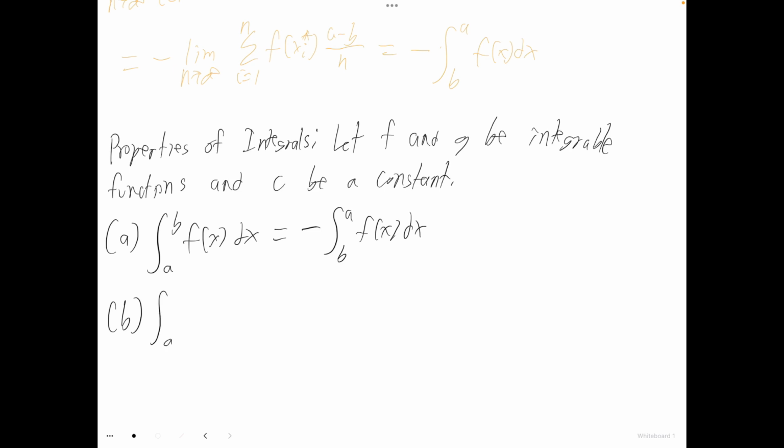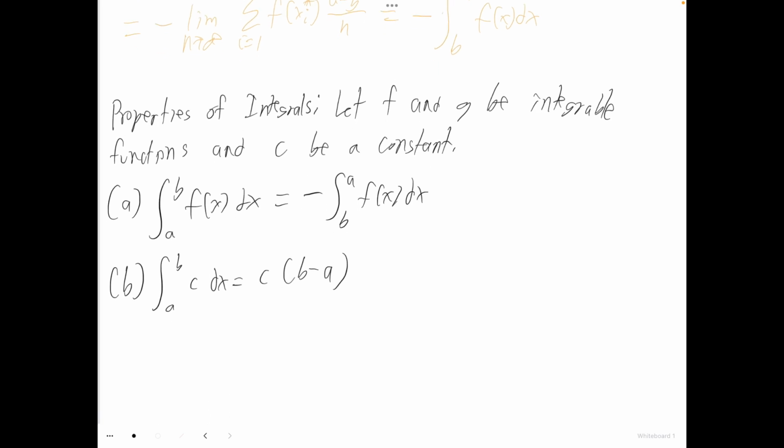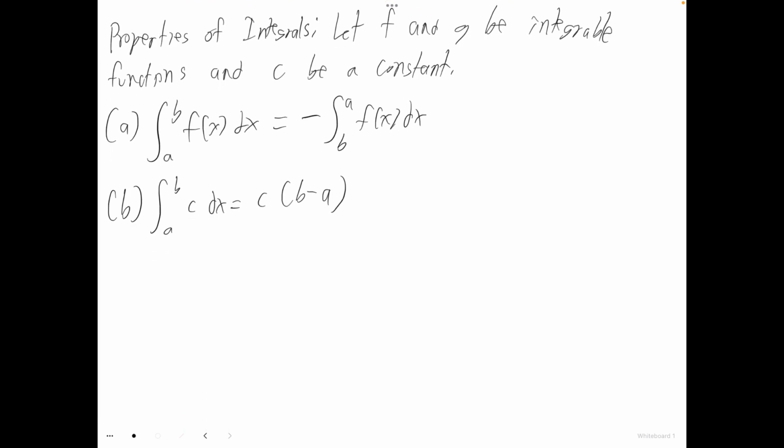Next one, the integral from a to b of c dx equals c times b minus a. Now, this one is not too hard to actually prove. All you have to do is just convert this integral into a summation. It's the limit as n goes to infinity of the sum from i equals 1 to n of c times delta x, so b minus a over n.